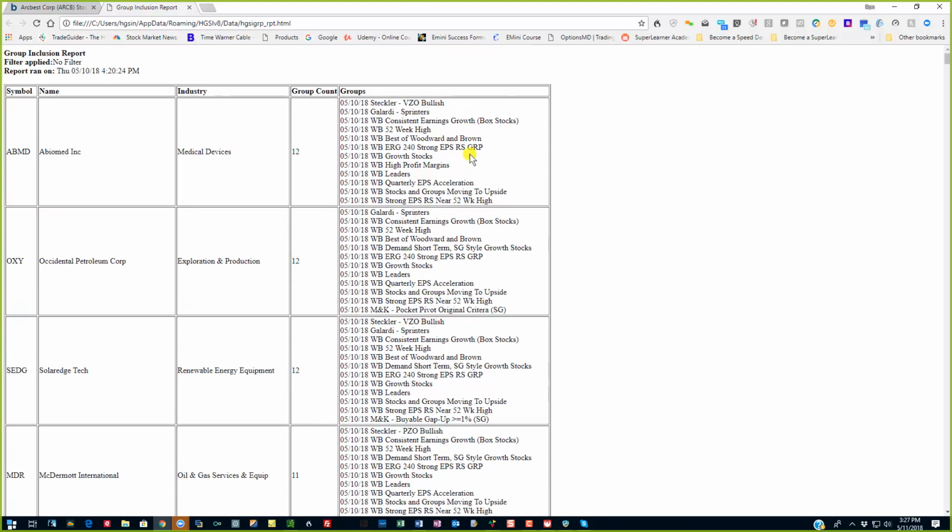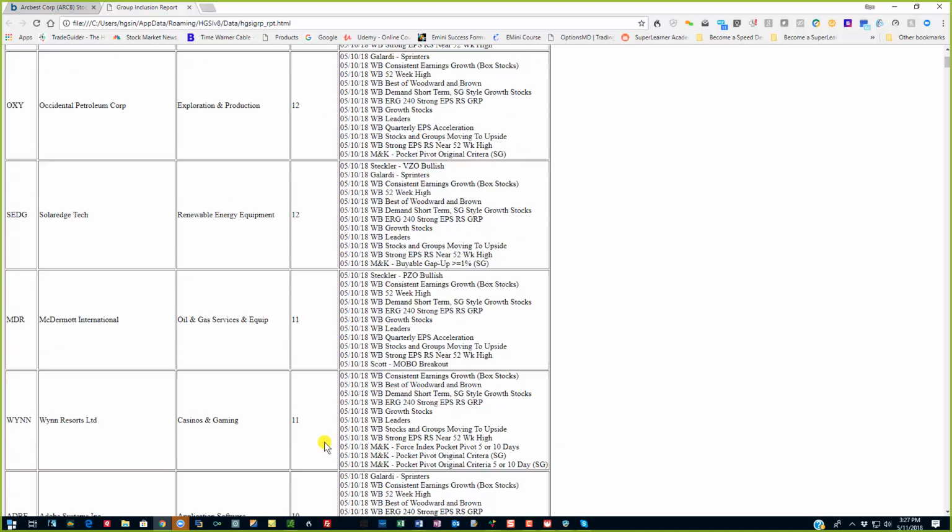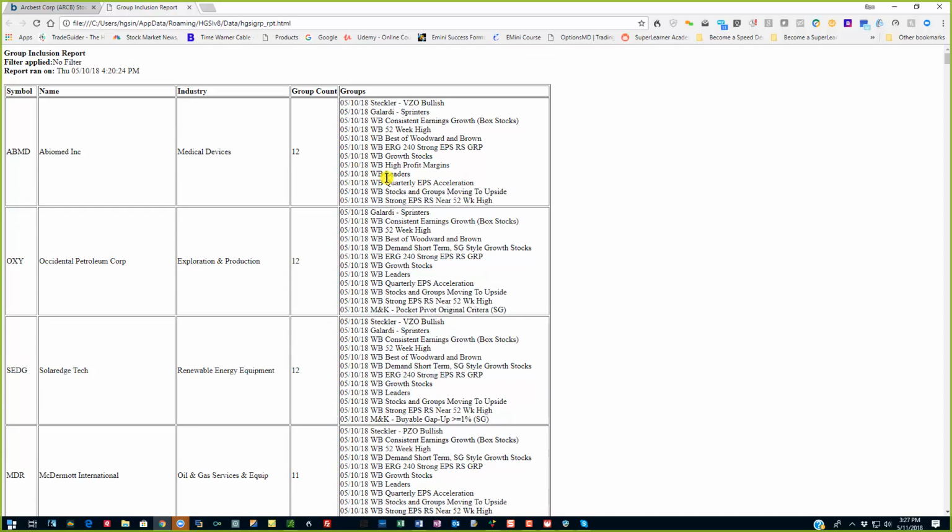But anyway, this group was pretty much dominated yesterday by exploration and production and so on. But these are the groups that they appeared in. As we go down the list, you can see the numbers get smaller. But this stock right here appeared in Best of Woodward and Brown. And this is a group that only has 10 stocks. By Best of Woodward and Brown, it means that these top 10 stocks appeared the most often in these smart groups.